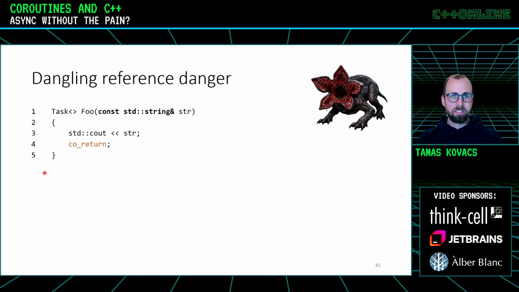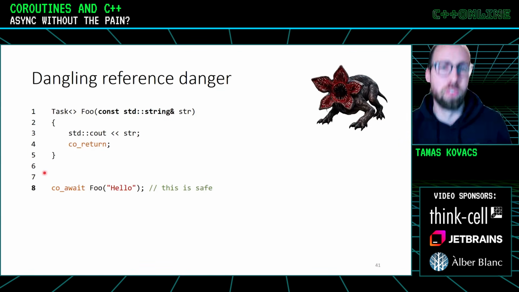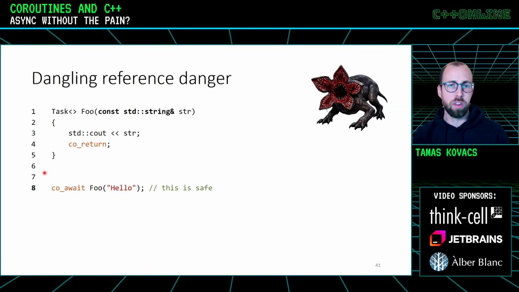What we have here is a coroutine function which simply takes a std::string as const reference and prints it. Nothing unusual so far, right? And if we try to co_await this task, in the first try we are safe because everything is under control. This is a temporary object, but we are co_awaiting it in the same line. So this temporary object will be destroyed at this semicolon, and therefore it outlives the coroutine execution.